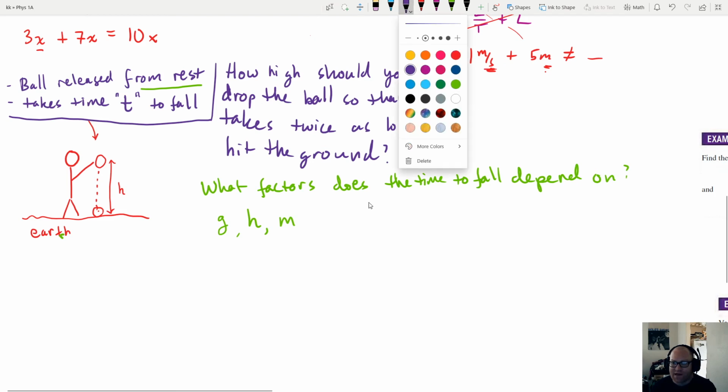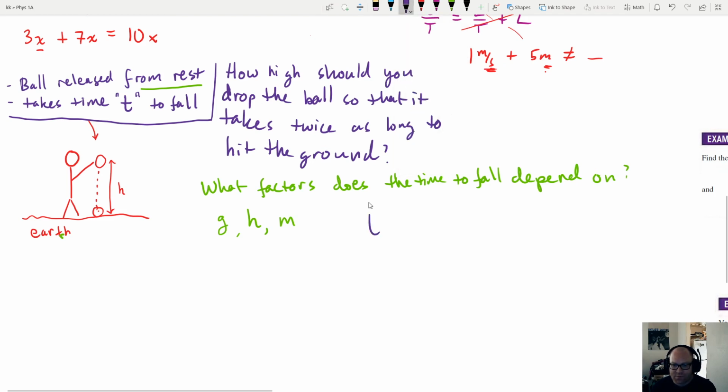So the way I'm going to write this down is I'm going to use proportionality. I'm going to say the time that the ball takes to fall, using this proportionality symbol, and then you all gave me these factors here. So we've got gravity, we've got height, and we've got mass. Now we know from what I said before, we're not going to find the answer by adding the acceleration due to gravity plus the height plus the mass. So the only thing we can really do with these things that have different types of units is to multiply them by each other.